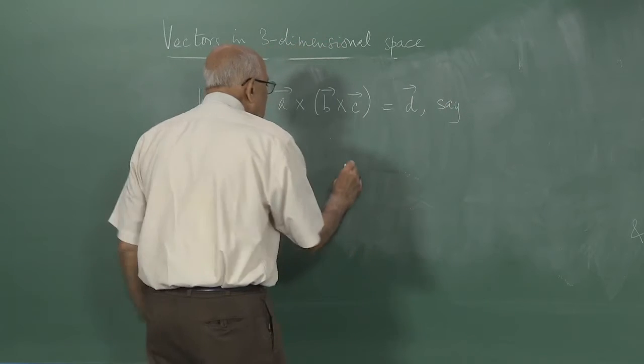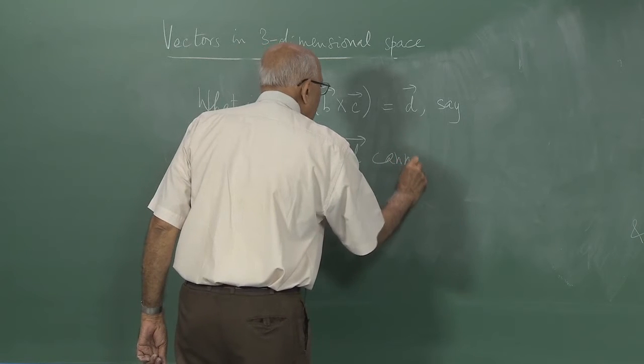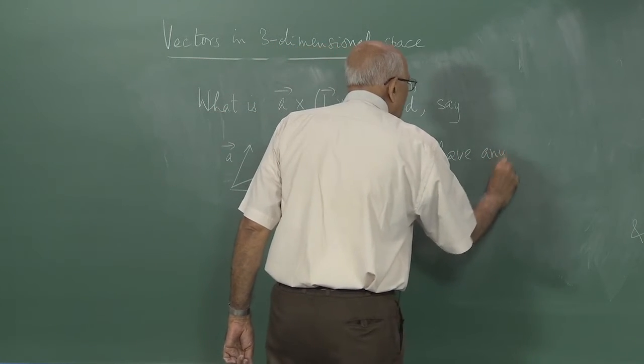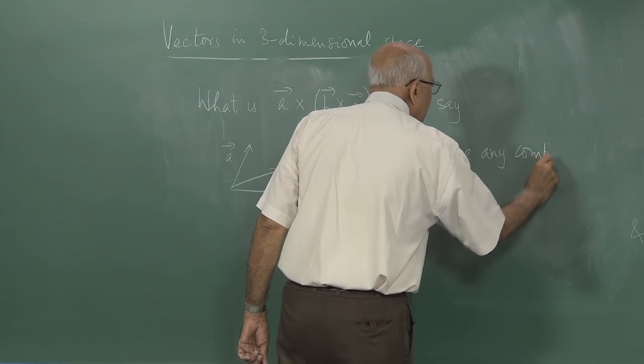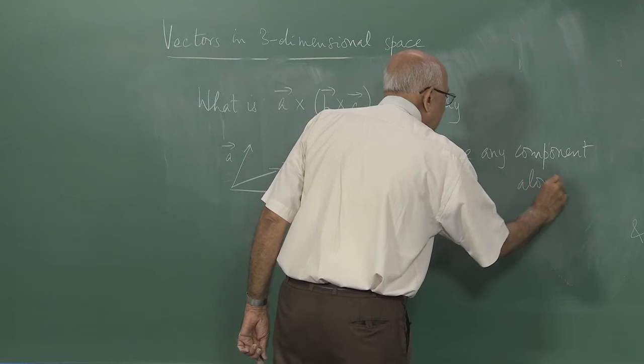and the argument is that D cannot have any component in the direction of A.